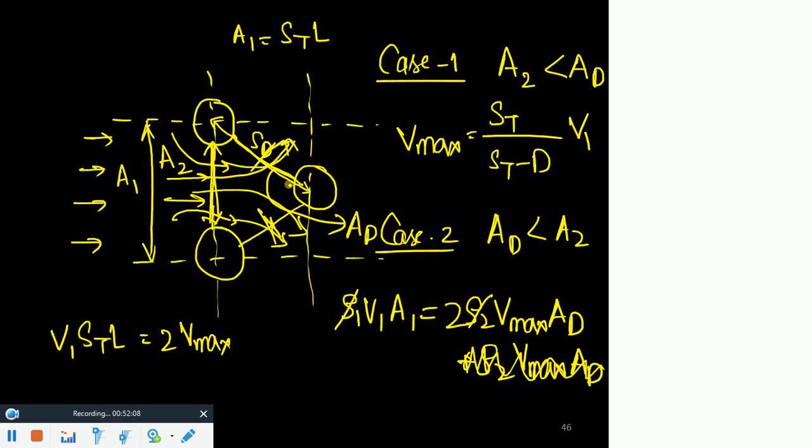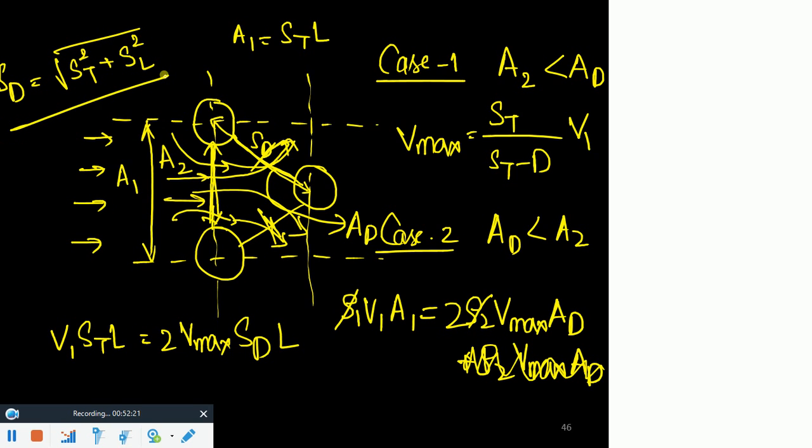By the way, what is that AD? SDL. Yes, this is SDL. And how can you find out SD? Which theorem? Pythagoras theorem. So you can find out SD from this relationship. So what you can see is, in this case, Vmax would be equal to St over 2 SD V1. Is that the relationship?